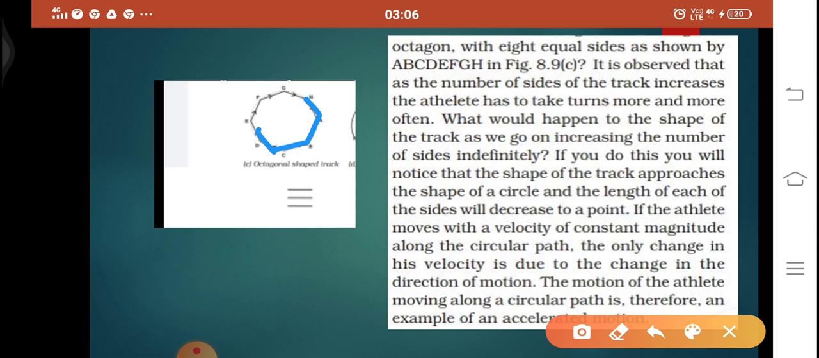So in uniform circular motion, the speed will remain the same. The magnitude, 20 meter per second, will remain the same, but it will change direction. So the acceleration will come due to the change in direction. What is uniform circular motion? Uniform circular motion is that motion in which the speed, or magnitude of velocity, remains the same, but the particle changes its direction. And since it changes the direction, acceleration comes, and it is an accelerated motion.